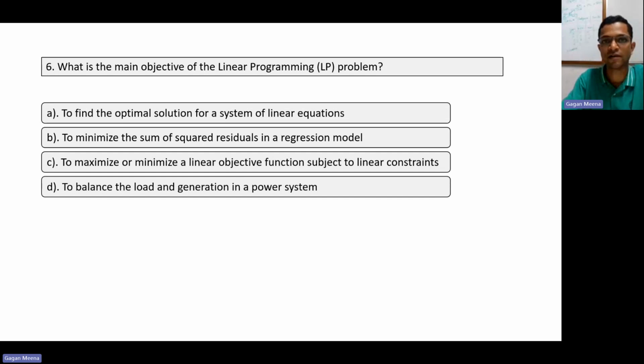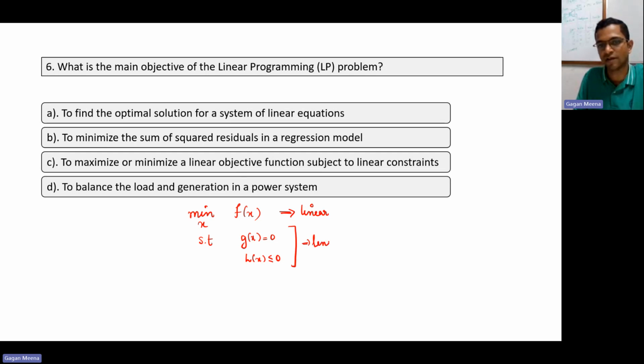What is the main objective of a linear program? We have already discussed this basic framework. Minimize f of x with respect to x, subject to g of x equal to 0, and h of x less than or equal to 0. We have this, right? When do we call it a linear program? When this objective function is linear, and both these constraints are also linear. Both the objective function and constraints are linear, therefore it becomes a linear program.